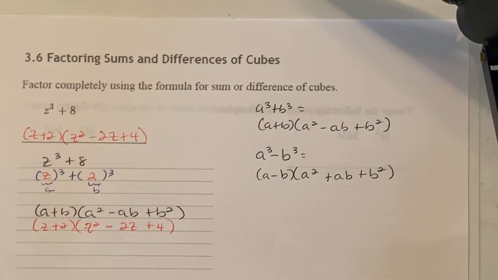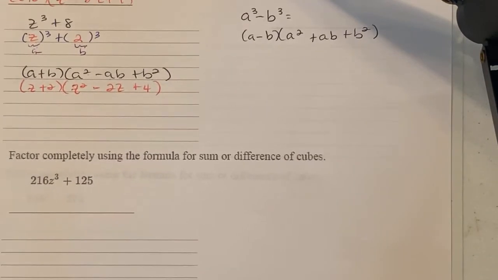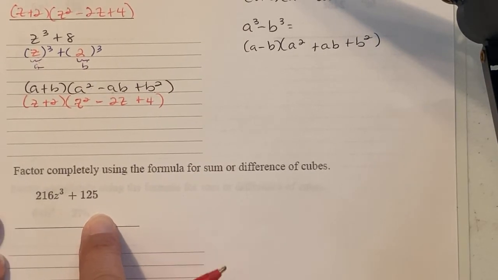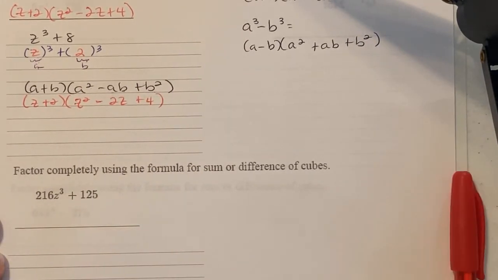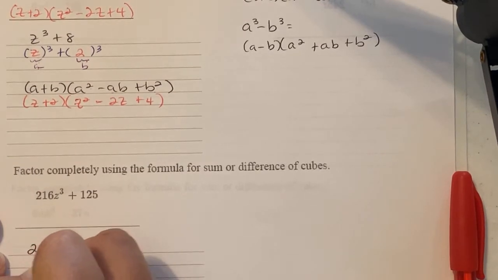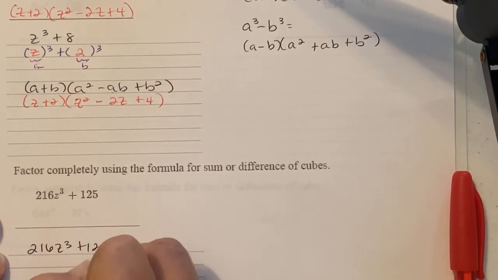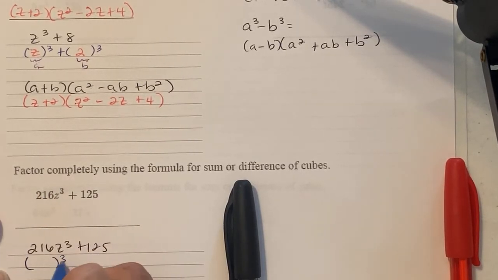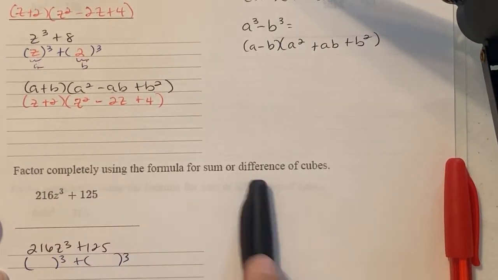On the next one, again, it is a sum of cubes. We're going to apply the same method. You can take your problem, 216z cubed plus 125, and write parentheses to the power of 3, parentheses to the power of 3.